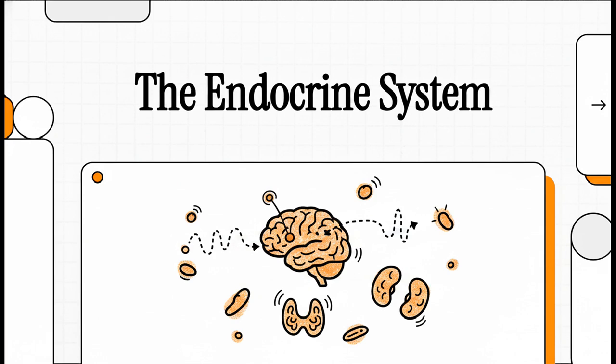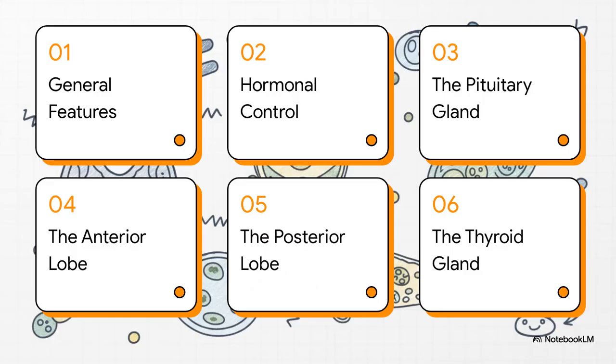Let's get into it. Here's our roadmap for today. We'll start with the general features of the endocrine system, look at hormonal control mechanisms, and then dive deep into the pituitary gland, its origin, anatomy, the anterior lobe, and the posterior lobe. Finally, we'll wrap up with a quick intro to the thyroid gland.